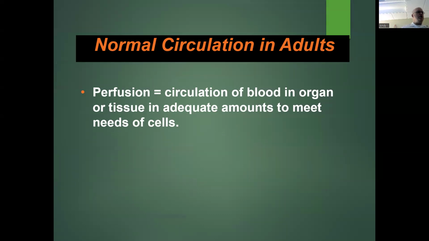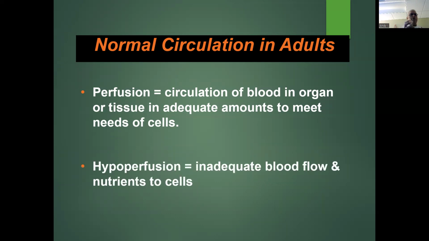Then we're talking about normal circulation in adults. We talk about perfusion. That's the circulation of blood in an organ or tissues in adequate amounts to meet the needs of the cells. So if you think about what the need of a cell is, is that cell getting what it needs? That's perfusion. So hypoperfusion is that cell's not getting what it needs.